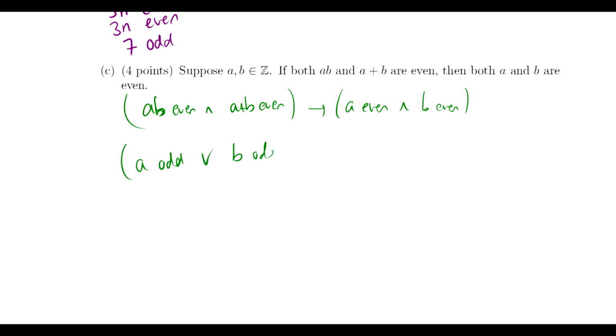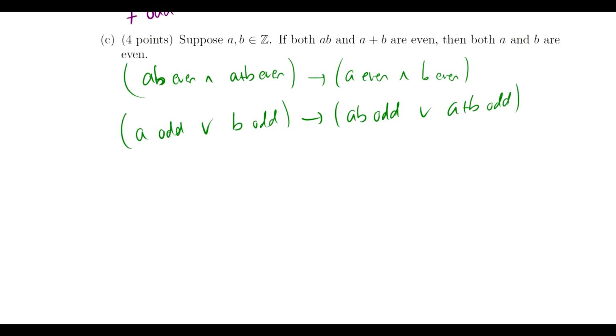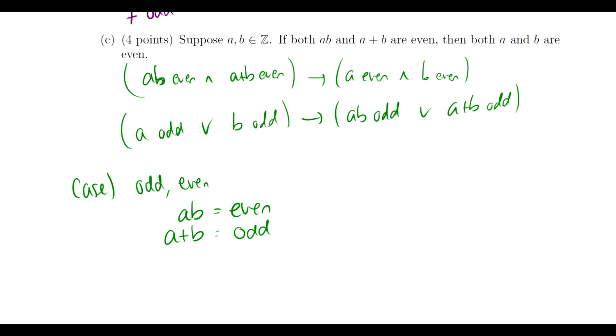So the contrapositive of this is going to be: a odd or b odd implies that ab is odd or a plus b is odd. So there are two cases that we can look at. Case 1, we have an odd and we have an even. So it could be a odd, b even, or a even, b odd. Well, in that case, a times b is an odd times an even, which is going to be an even. But a plus b is an odd plus an even, and we know that's going to be odd. So we have a plus b is odd.